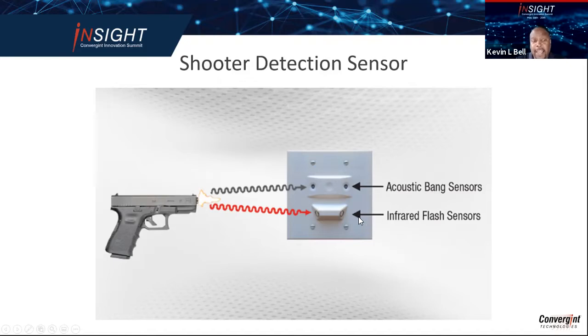So this infrared flash sensor is what we like about it, because it takes an activation of the acoustical bang sensor and the muzzle flash of a gun for them to actually report an active shooter. This device gets mounted about 10 to 12 feet above the finished floor on the wall, and it can cover 40 feet in each direction in a 180 arc.